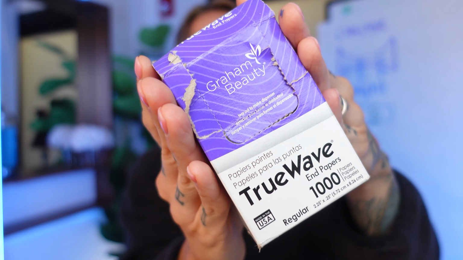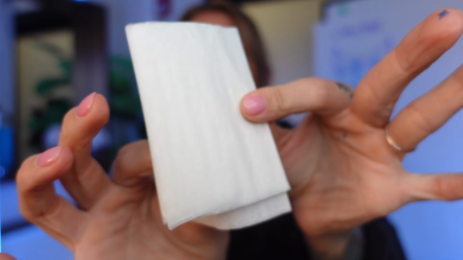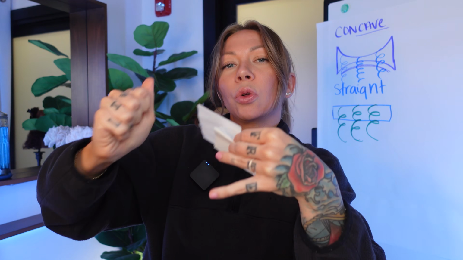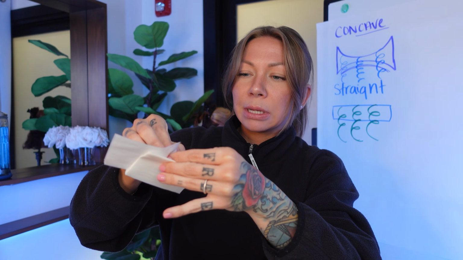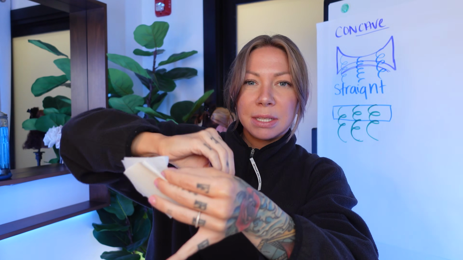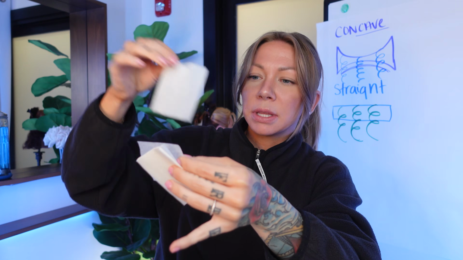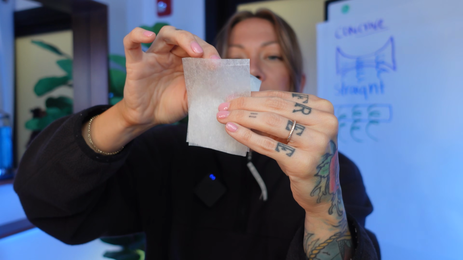End papers will come in a box that look like this. Little rectangles of tissue paper. These help control or roll the hair. Without an end paper, it's pretty tough to roll a perm because people have layers, breakage. This keeps everything together. There's 3 end paper techniques.